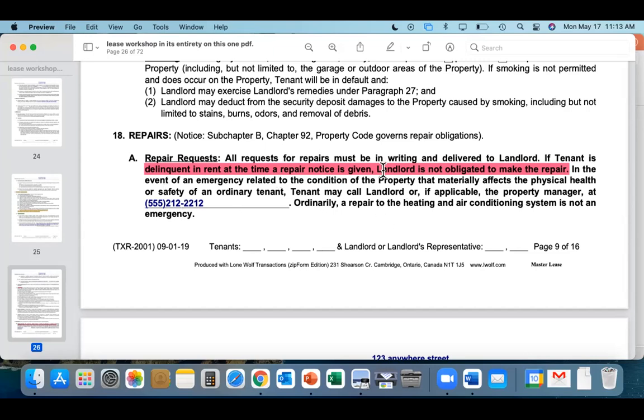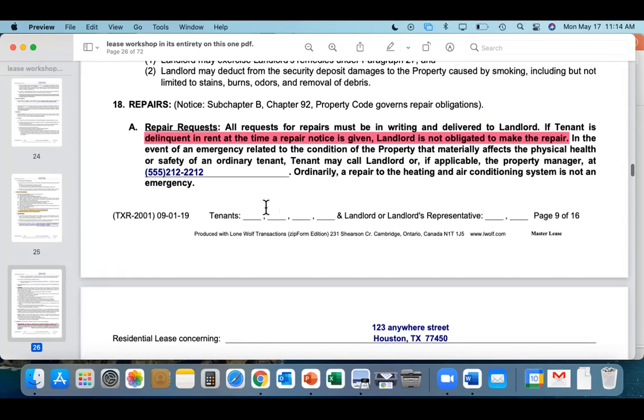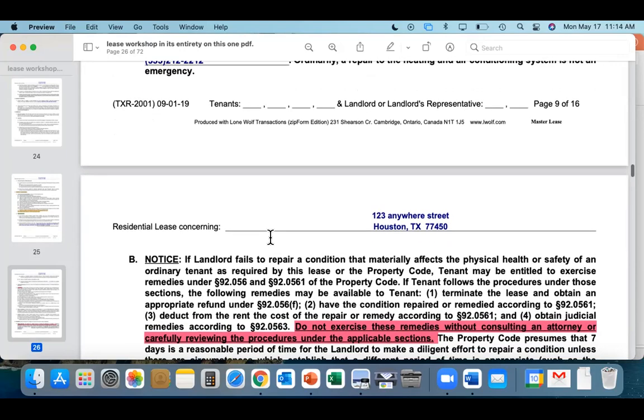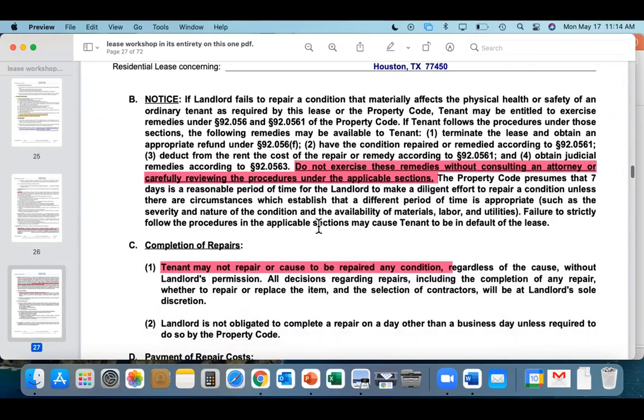Repair requests, it's really important that the tenant understands that they don't have to do repairs. The landlord's obligated to do those repairs, and the landlord should provide a phone number in here for emergency. If the landlord is not using a property management company, this should be the landlord's phone number. He's got to be the 911 call.